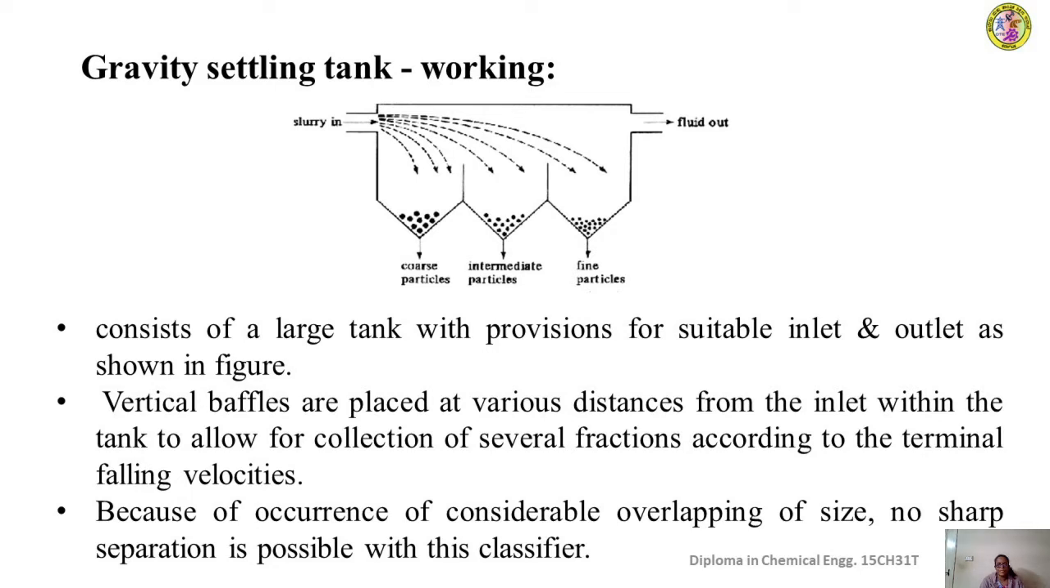The tank is divided into a number of compartments to collect different sized fractions of materials, and there are vertical baffles between each compartment. One drawback of the gravity settling tank is that since there is a considerable overlap of sizes, a sharp separation is not possible to obtain from this kind of equipment.